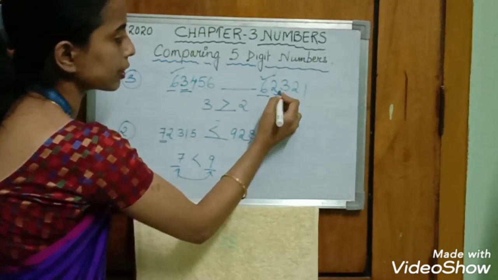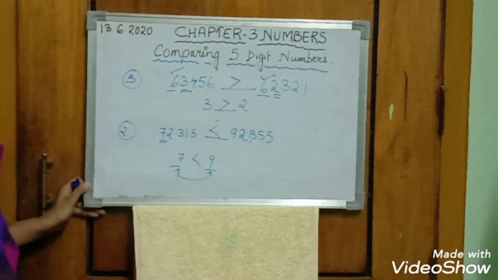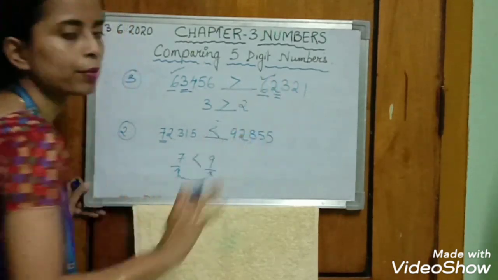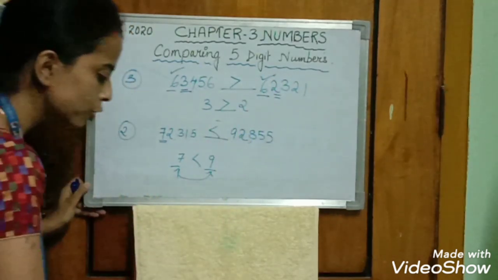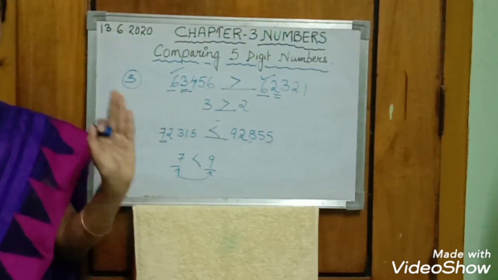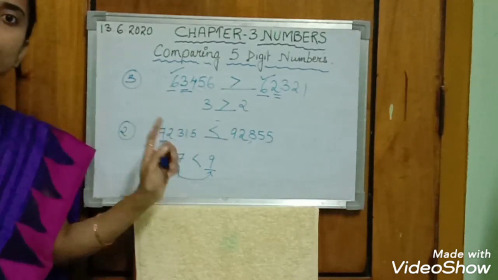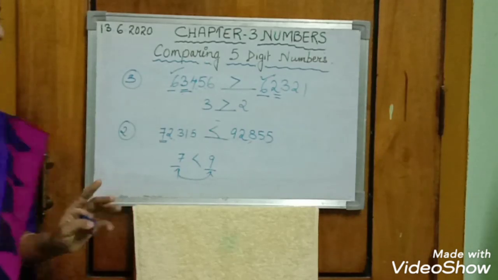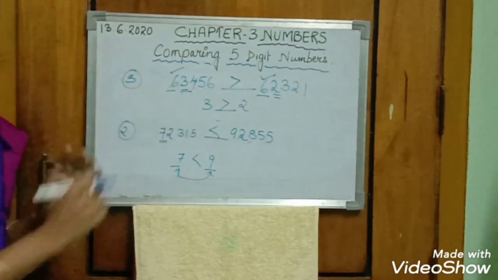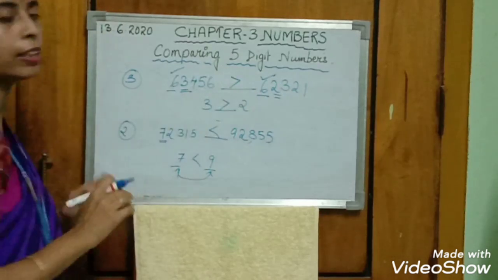63,456 is greater than 62,321. So, 63,456 is greater than 62,321. Right? So, children, the knowledge of place value helps us to clear the concept of comparing 5-digit numbers. Easily, it will help us to compare the numbers on both the left and right hand side. Okay, children? So, this is how we compare 5-digit numbers.